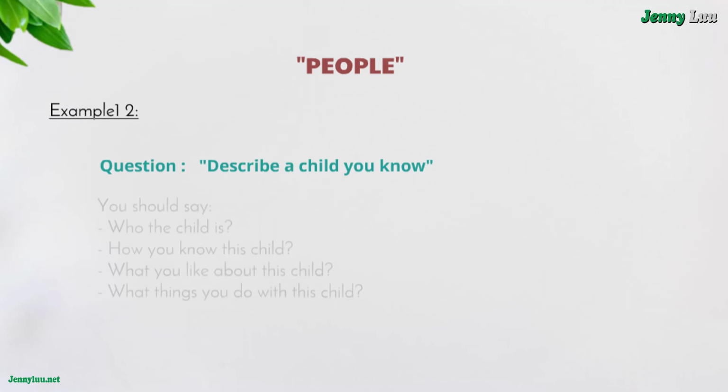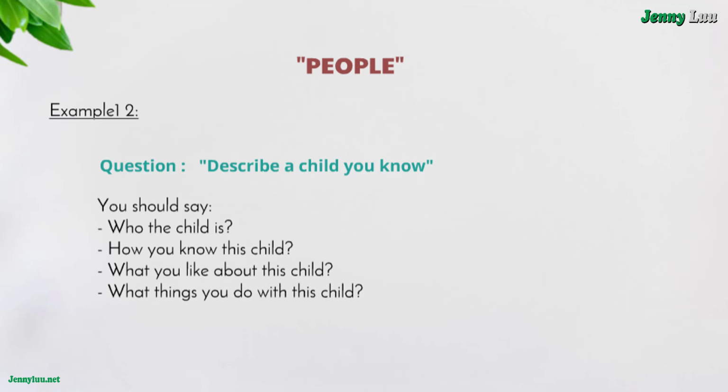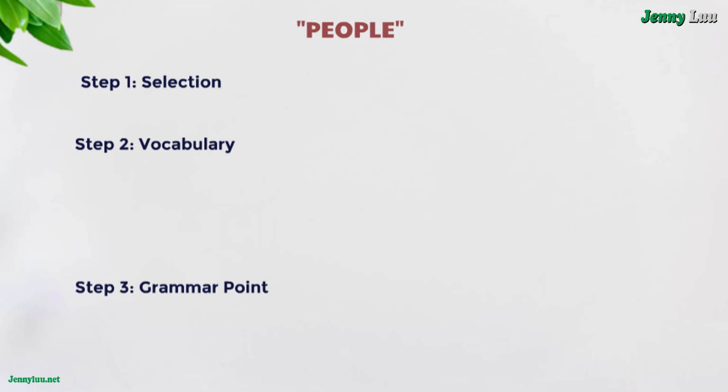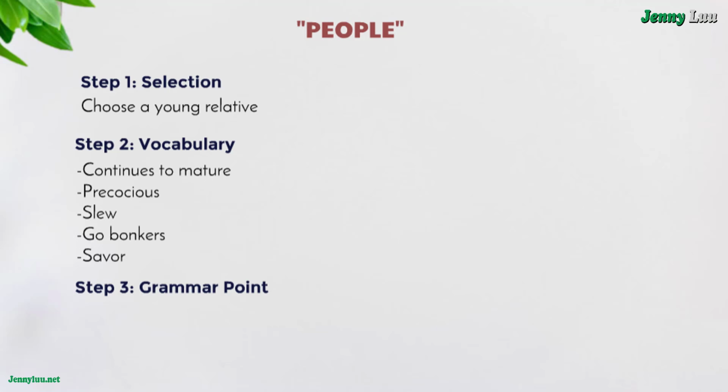Now we can choose any people topic cards to practice. Example 2. Describe a child you know. You should say who the child is, how you know this child, what you like about this child, what things you do with this child.